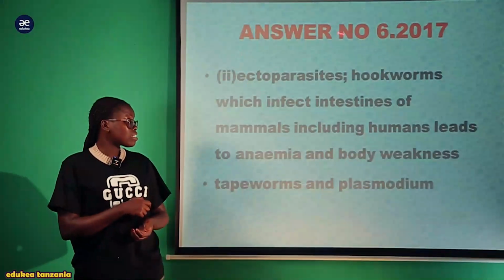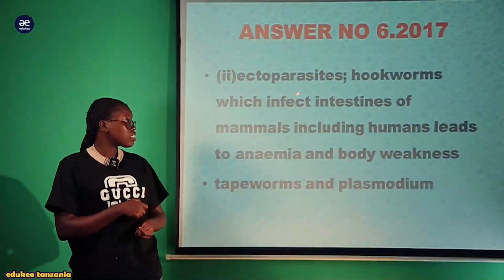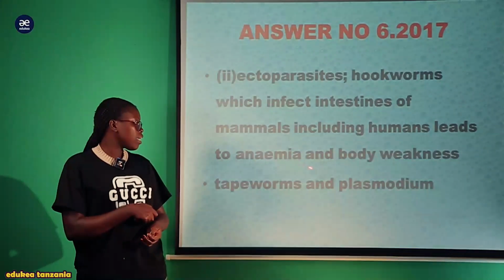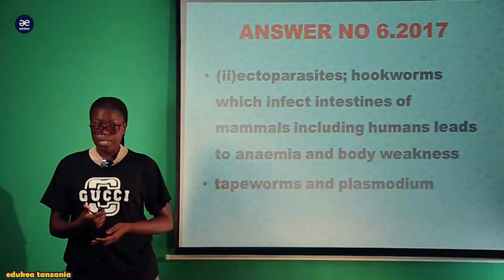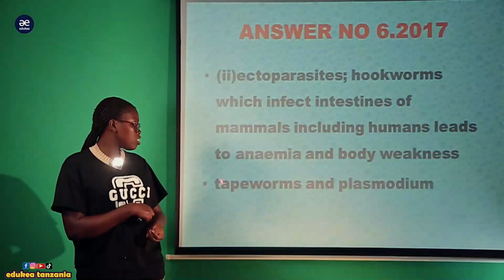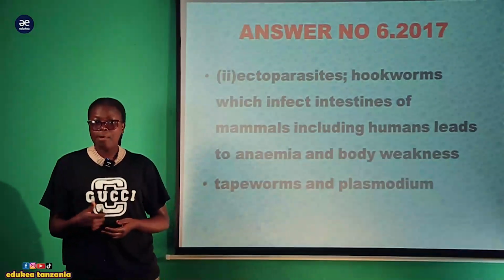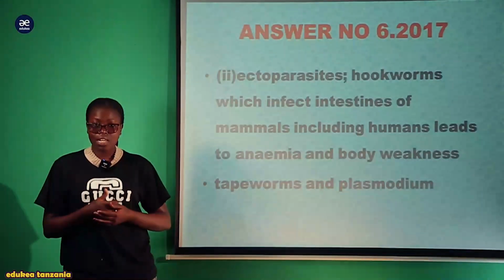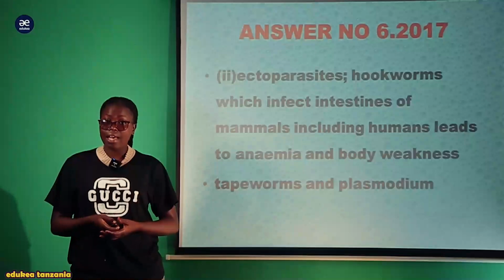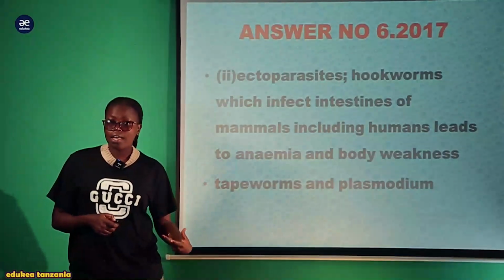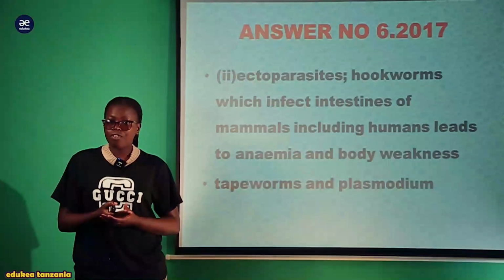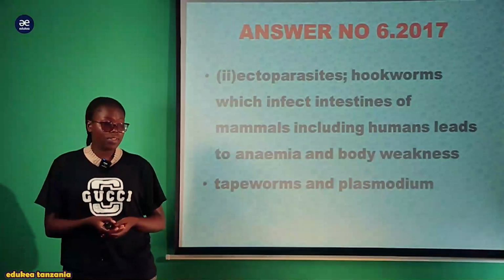Kwa endoparasite example, kuna hookworm which infects the intestine of mammals including the human and leads to anemia and body weakness. Another endoparasite ni tapeworm pamoja na Plasmodium. Tapeworm, this is an example of a flatworm ambaye vile vile anatend to inhabit katika intestine of the human being. Vile vile kuna Plasmodium, example Plasmodium malariae ambaye anakuwa inhabit katika female Anopheles mosquito ambayo ndio vector wa this Plasmodium.